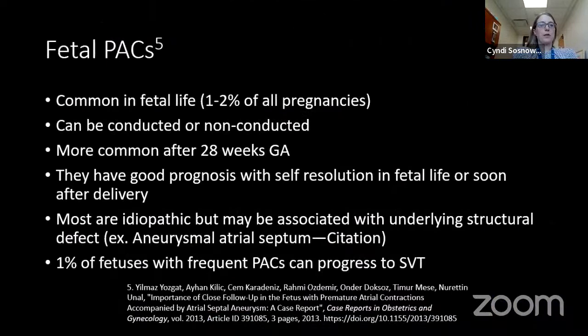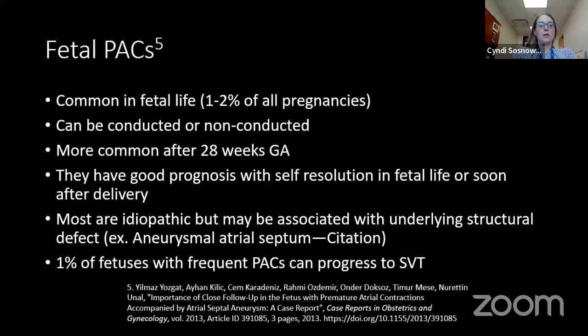Now I want to briefly talk about fetal PACs because Bree did talk about them as well. These are also a very common thing to see in fetal life, in about 1% to 2% of all pregnancies. And of course, we're seeing them a lot in the postnatal period in newborns as well as infants.